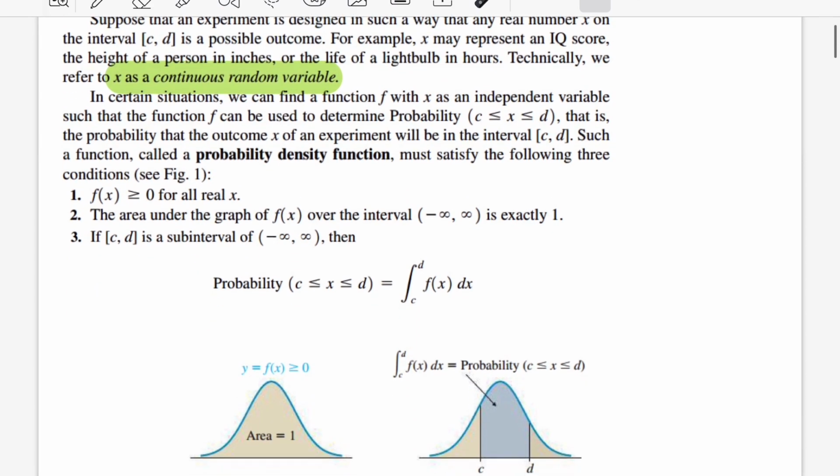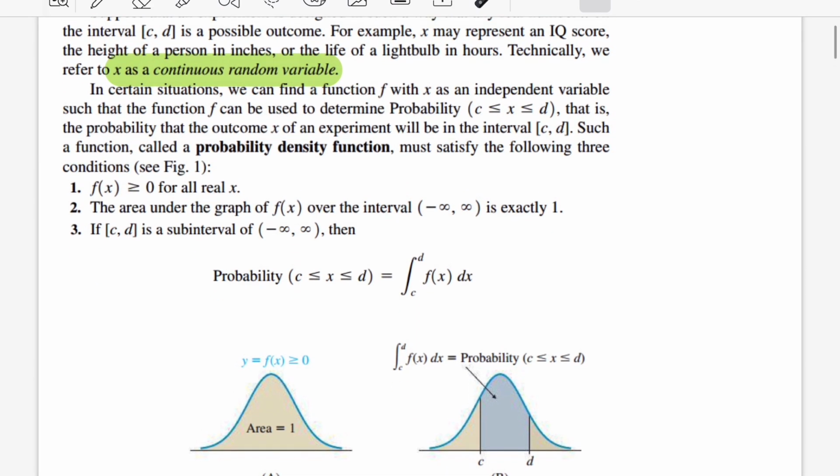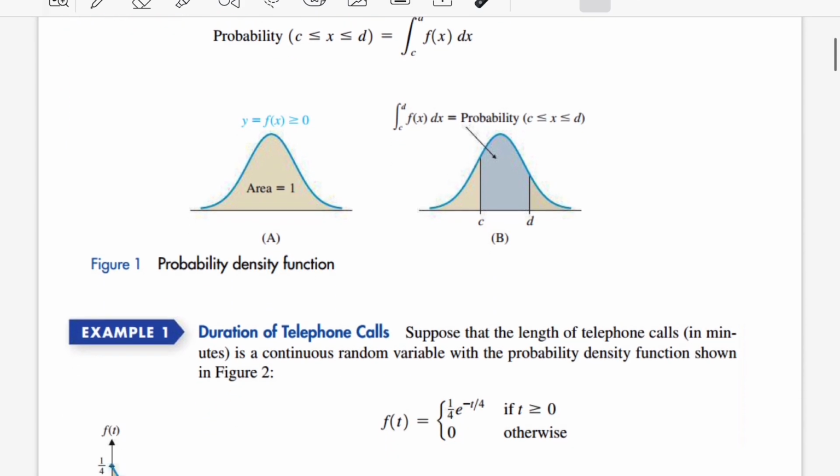Looking at the figures here, for example, the probability that x will be in this interval here is equal to the area under the curve for this interval. So the probability that x lies between c and d, for example, is the area under our curve for our probability density function within our interval c to d here. Let's look at an example of this.